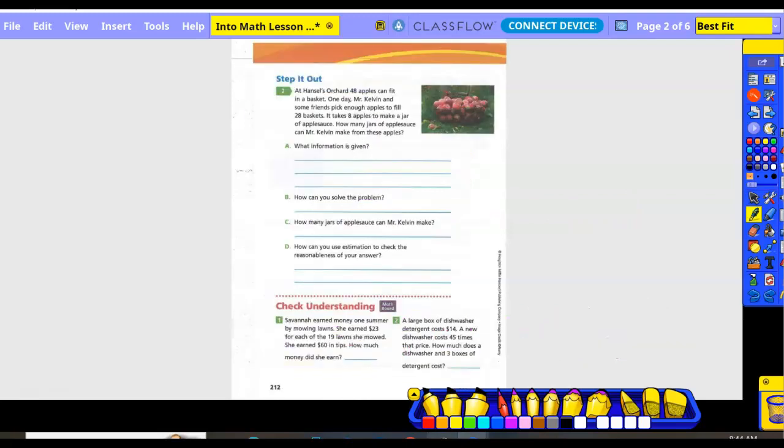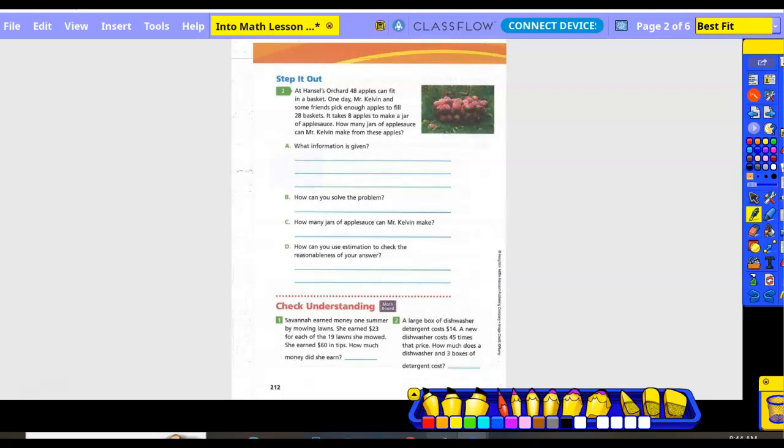Stepping out, number 2. At Hansel's orchard, 48 apples can fit in a basket. One day, Mr. Kelvin and some friends pick enough apples to fill 28 baskets. It takes 8 apples to make a jar of applesauce. How many jars of applesauce can Mr. Kelvin make from these apples?